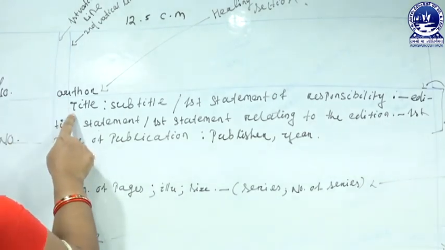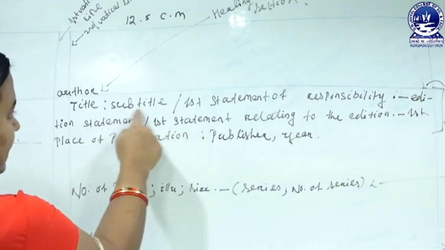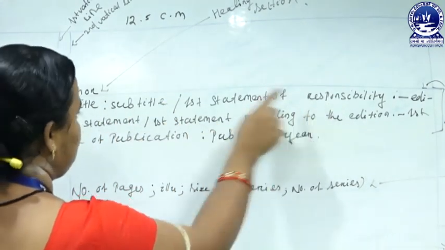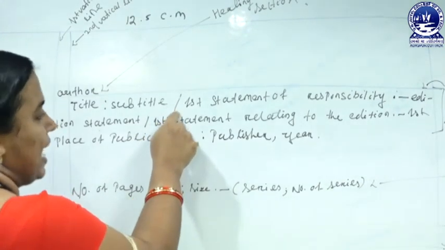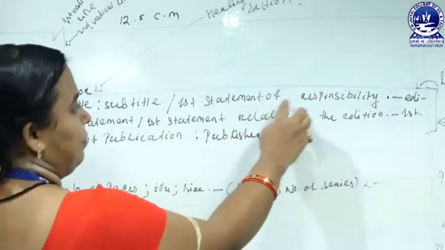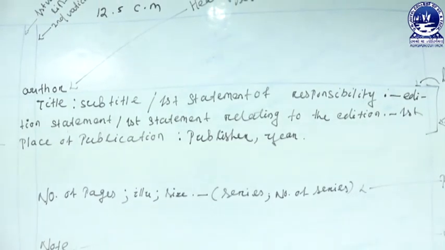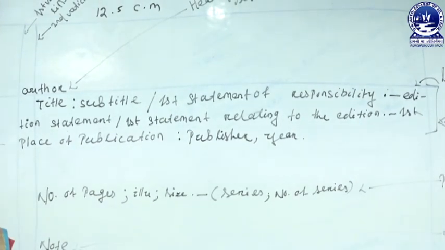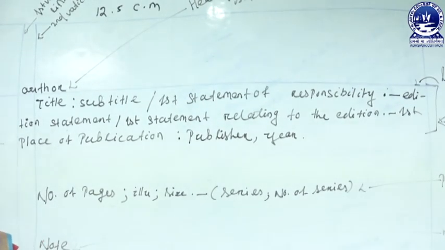In the second vertical line, we prepare another paragraph: title, subtitle, slash, first statement of responsibility. After the subtitle, we put a slash. Slash means "by," or this document is prepared by. First statement of responsibility: AACR2 defines the author as the first person responsible for that particular document. It may be a book, a map, music, or anything giving knowledge or information.